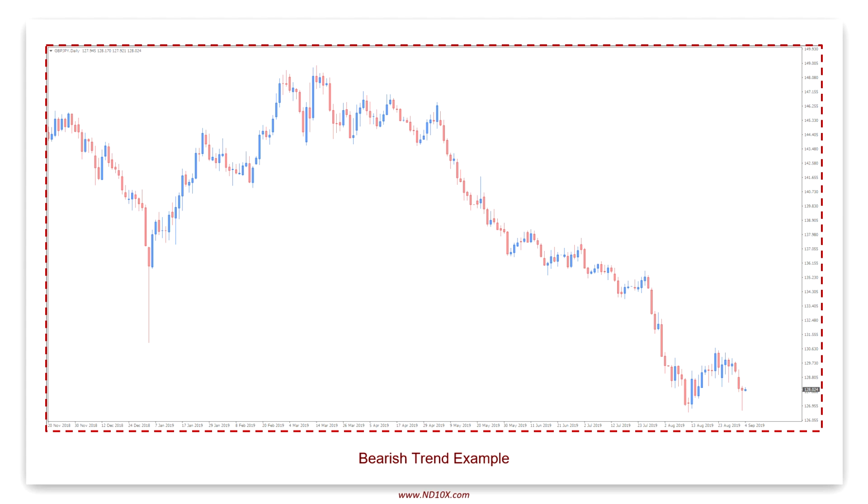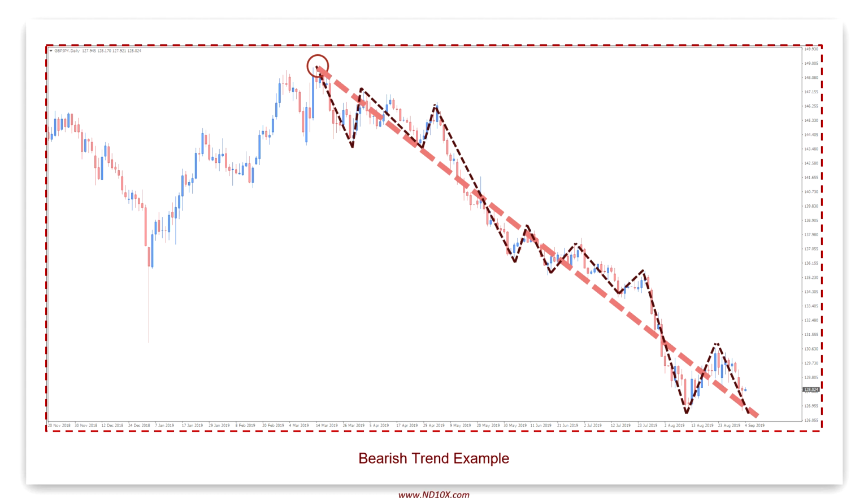Let's start here, Pound-Yen. Again, we are going to start at the highest point and just check the swing points. And we are seeing more lower lows and lower highs being made. So it's clearly a downtrend.